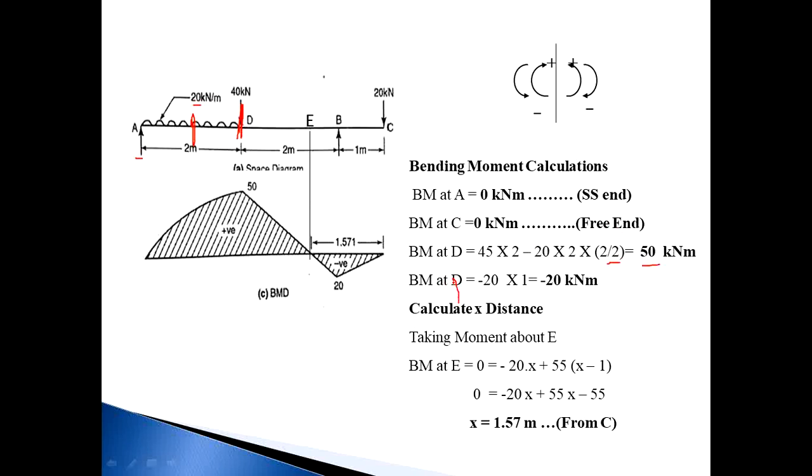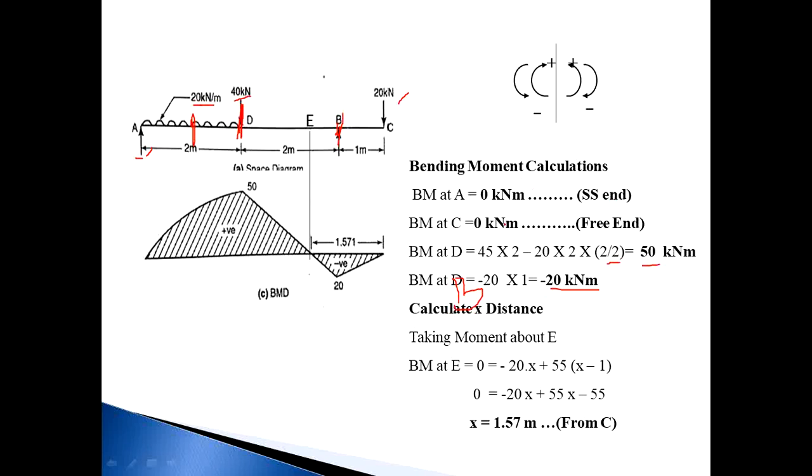Sorry, this is the B point. Then next, bending moment at B. Take a section at the exact B point. The number of forces on the right side is 1 and on the left side there are 3: the 40 kilonewton, UDL and RA. So consider the right side. The direction of the moment with respect to B is clockwise, and right side clockwise is minus. So the force is 20, minus 20 into 1. That answer is minus 20 kilonewton meter.